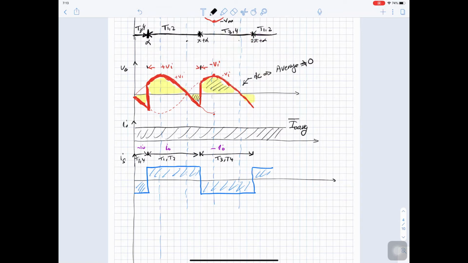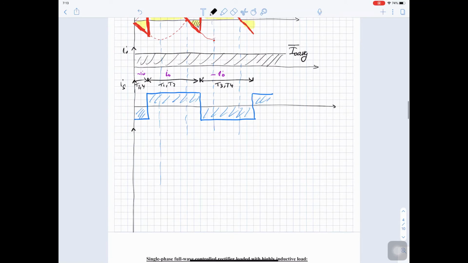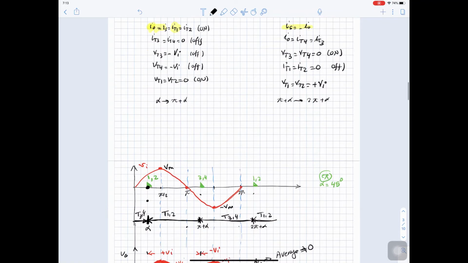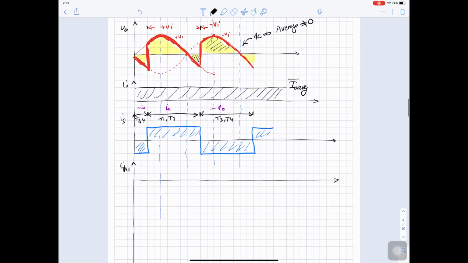We can also sketch, say, I thyristor 1. We can sketch any thyristor, but let's sketch I thyristor 1. So when thyristor 1 is on, I thyristor 1 equals I out. And when thyristor 1 is off, it is 0. So here it is 0, and here it is I out. Then it will go to 0, and then it is positive I out again.